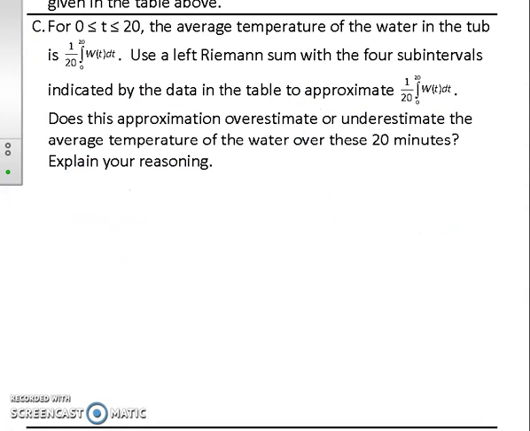All right, then part C, this is where we get into the Riemann sums. They want us to use a left Riemann sum with the 4 subintervals indicated in the table to approximate 1/20th of the integral. Now the Riemann sum is only going to approximate the integral. So you have to remember to incorporate the 1/20th before you're completely done. So I'll just start with finding the integral.